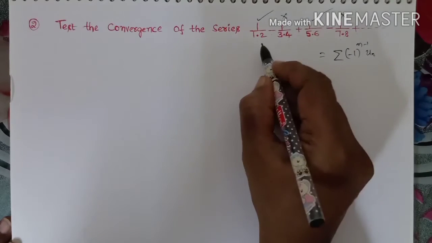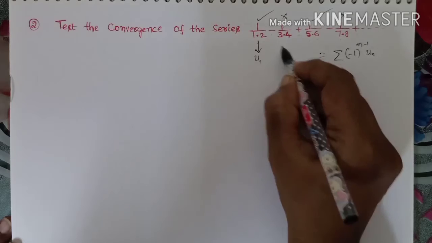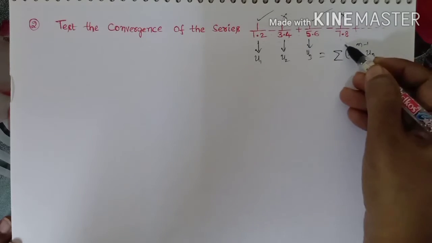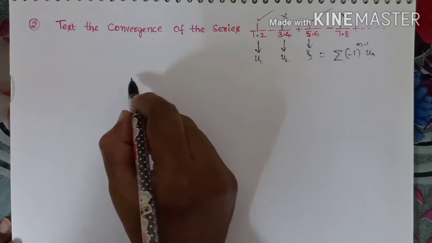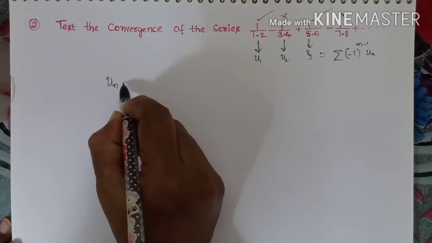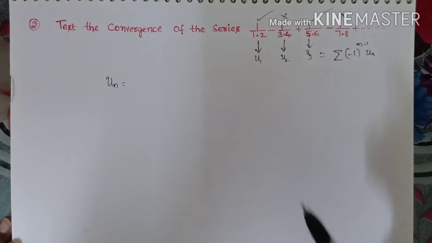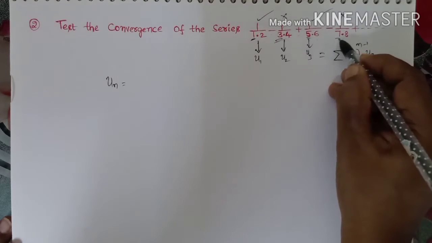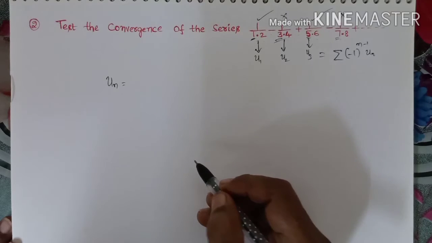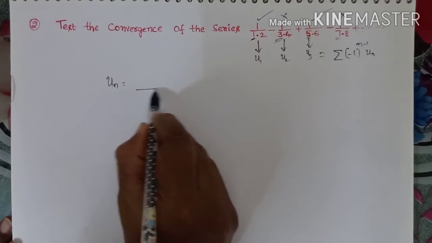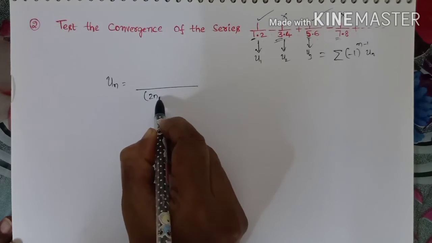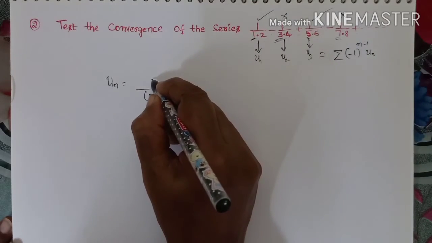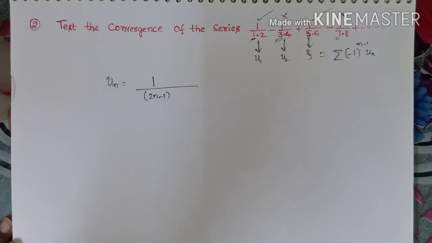Now first of all, this is u1, this is u2, this is u3, and next one u4, and first we find out u(n). How to find out nth term? Here the first terms are 1, 3, 5, 7, all these are odd numbers. Therefore nth term of odd numbers is 2n minus 1. Numerator values are all 1, therefore we take 1 as numerator.